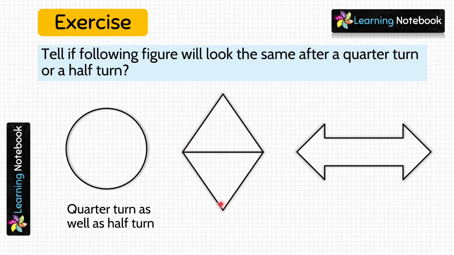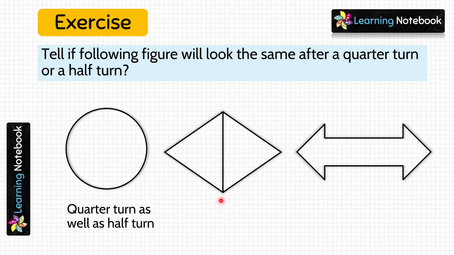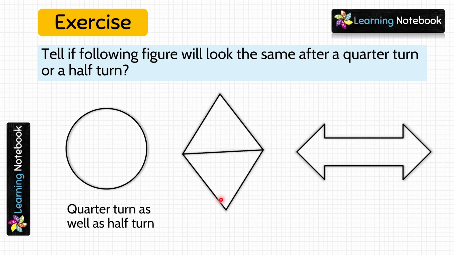Now, this is the second figure. Let's give it a quarter turn. See, after the quarter turn, this figure is not the same as the original one. Now, let's give it a half turn. Yes, now it looks the same as the original one. So, it means this figure will look the same after the half turn.